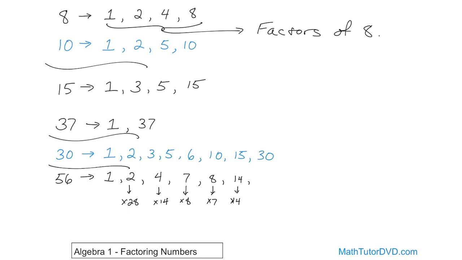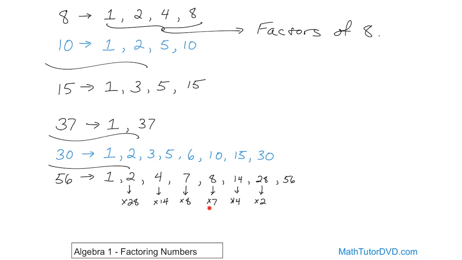And then you keep going up: 15, 16, 17, 18, 19, 20, 21, 22, 23, 24, 25, 26, 27. The next number that actually goes in here is 28, and that's going to be multiplied by 2. And then for the last number, you continue on into the 30s, into the 40s. The only other number you find that divides evenly is the number itself, 56. So again, the number 1 and the number itself are always in the list.